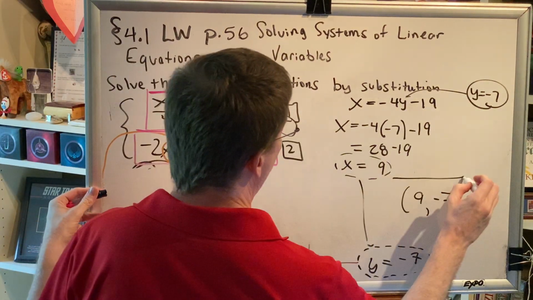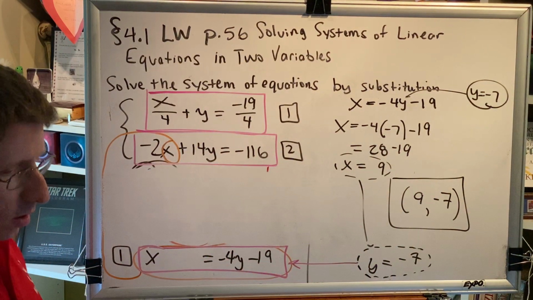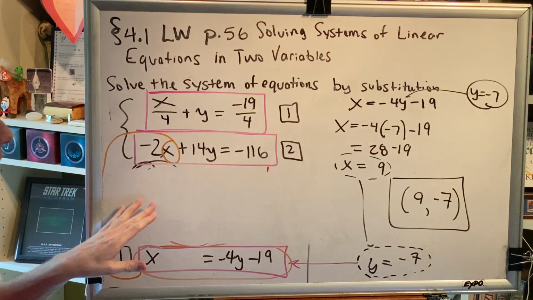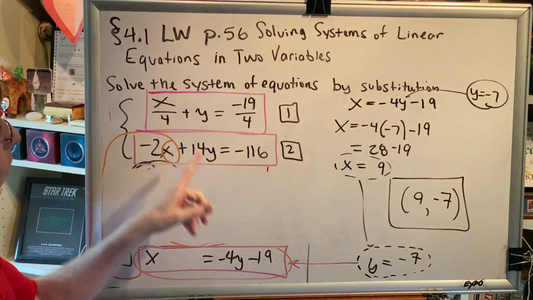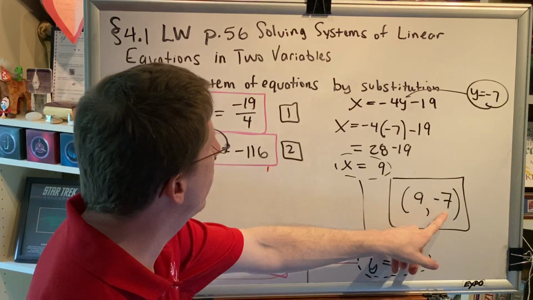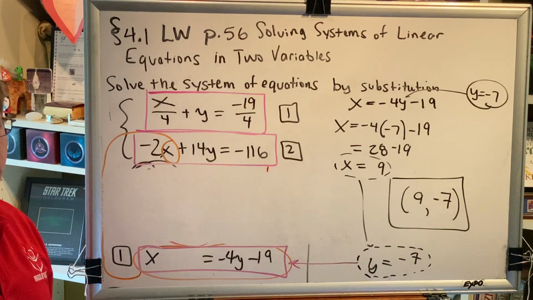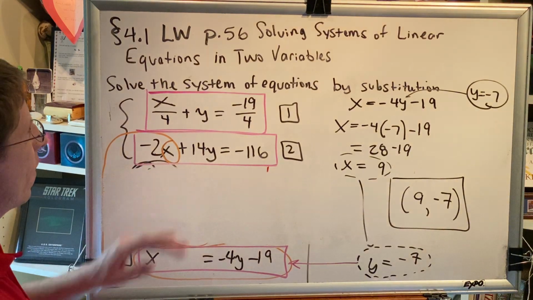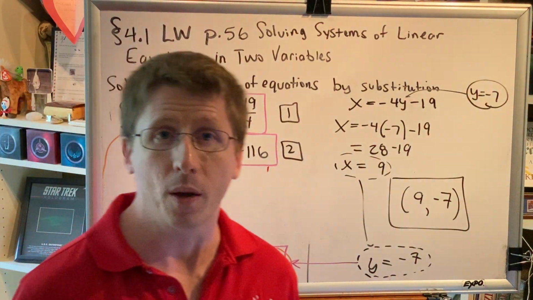All right, is it possible to check your work for this problem? The answer is yes. Using the previous learning objective, in one of the equations, replace every x with a 9 and every y with a negative 7. Evaluate the left side and right side to make sure they are the same. Then repeat that for the second equation. We've now completed this problem.